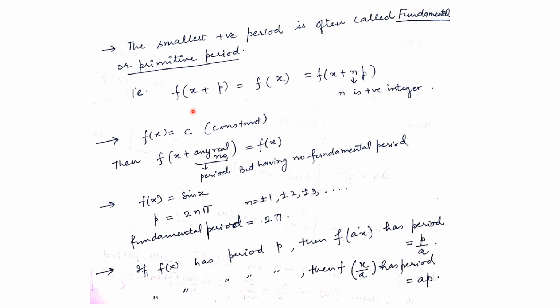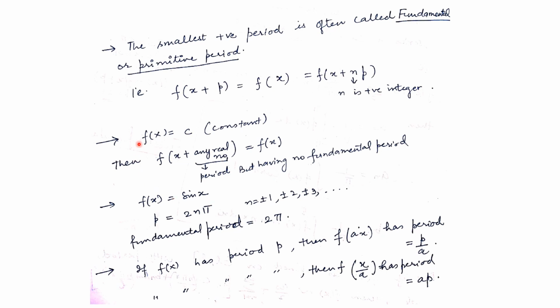It means f of x plus p is f of x, and here the value of p is the smallest positive number for which this condition holds. For example, f of x is sin x. We know that f of x plus 2 n pi is again f of x, where n is plus minus 1, plus minus 2, plus minus 3, even 0 also, right? But what is the fundamental period? It is 2 pi, because 2 pi is the smallest positive value of p for which f of x plus p is again f of x.